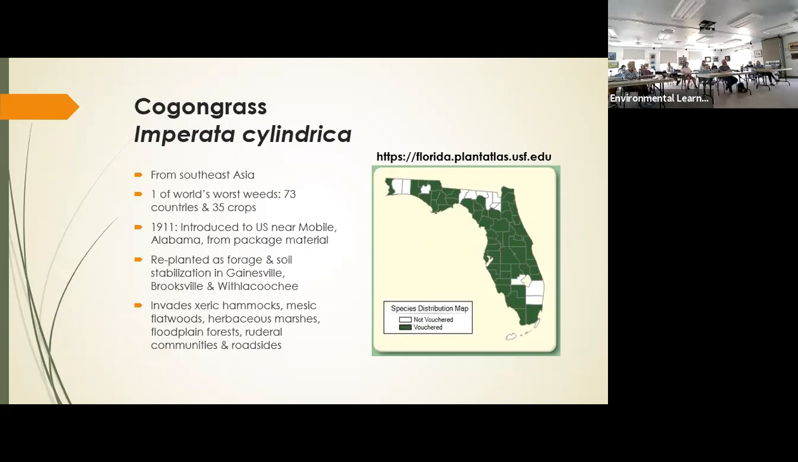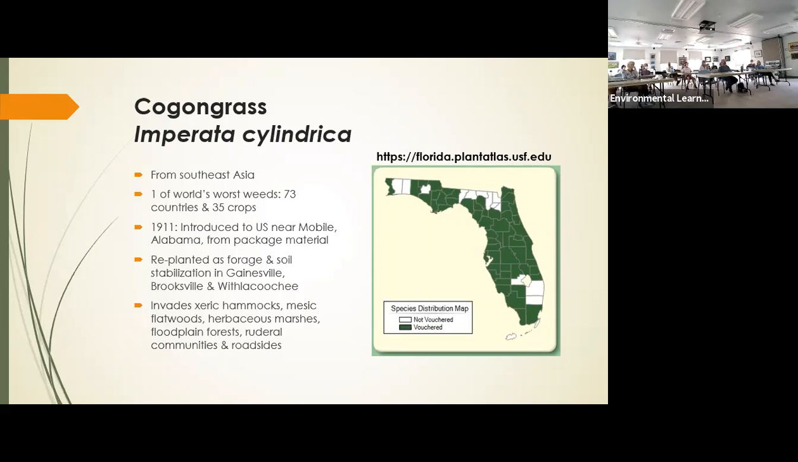So back then there was not an awareness of the problems that invasive plants could cause. So it was brought to Florida, and it was used for forage and soil stabilization. Now, I'm not quite sure why anybody thought it was a good forage, because after it got big, it was going to not be very palatable to the foraging animals' mouths. But there were huge acreages planted in Gainesville, Brooksville, and the Withlacoochee area. So this plant began its voyage in Florida in those areas and spread through the entire state.